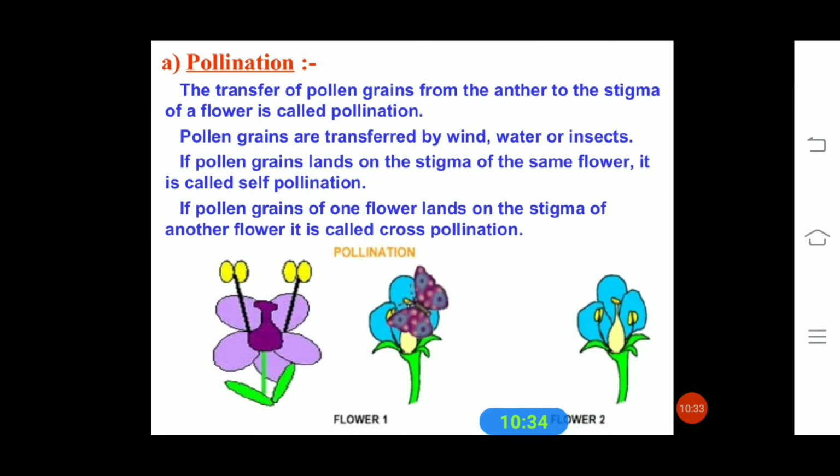Next is what? Pollination. What is meant by pollination, students? Pollination is the process of transfer of pollen grains from the anther to the stigma of a flower. Again I am telling you that pollen grains are the male reproductive cells, which we can see in the anther. Here stigma means one of the parts of the pistil.